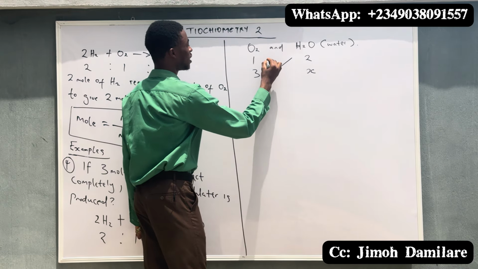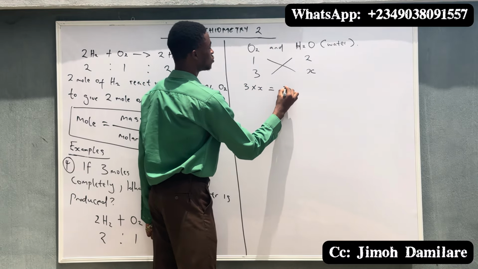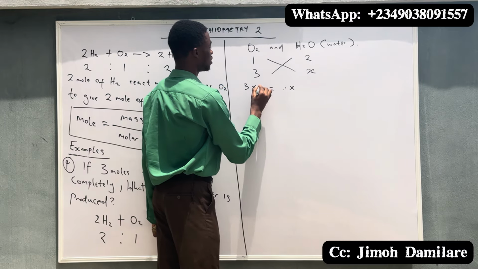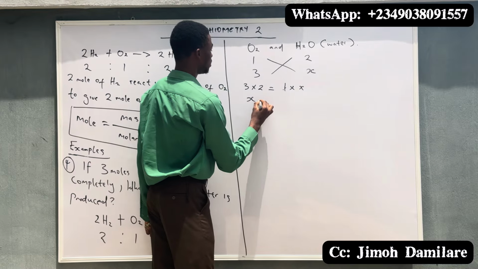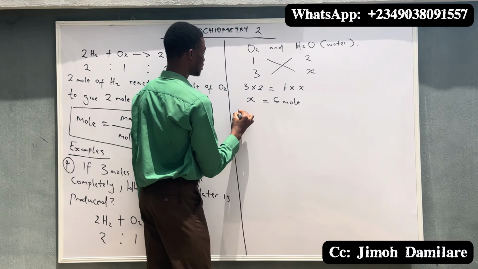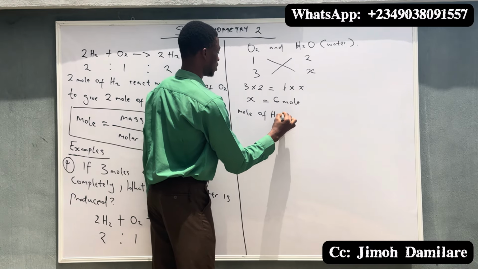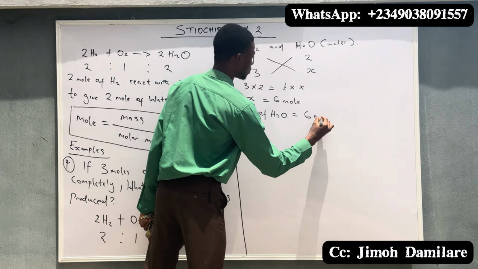When you cross multiply, you are going to have 3 multiplied by x to give 2 multiplied by 3, so 3 multiplied by 2 to give 1 multiplied by x. So our x will be equal to 6. So we have gotten 6 moles of water. We can now say the mole of water is equal to 6.